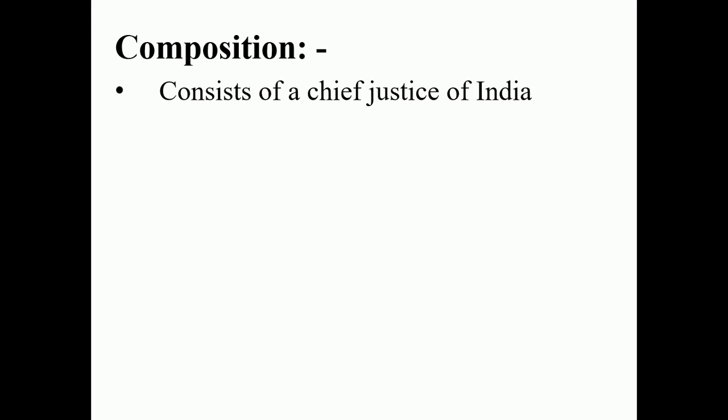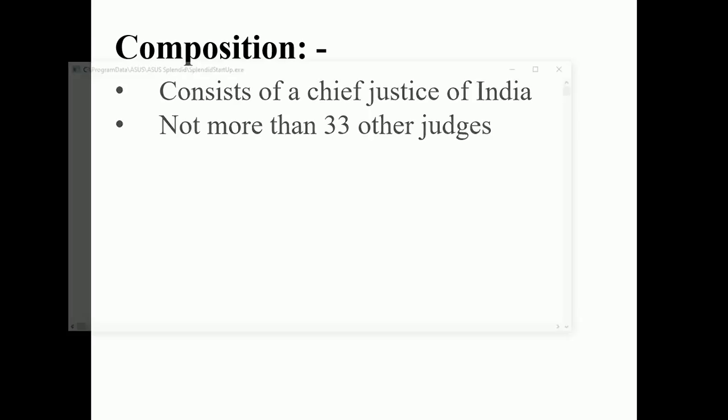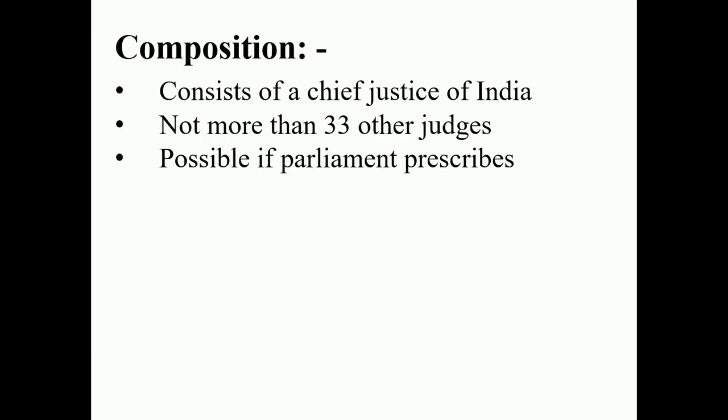So at the head of the Supreme Court is the Chief Justice of India. There will be a Chief Justice and not more than 33 other judges. Okay, so 33 judges plus the Chief Justice of India. So altogether 34 judges will be there in the Supreme Court. And as I have told, not more than 33 judges, which means a fixed number is given, that is 33.